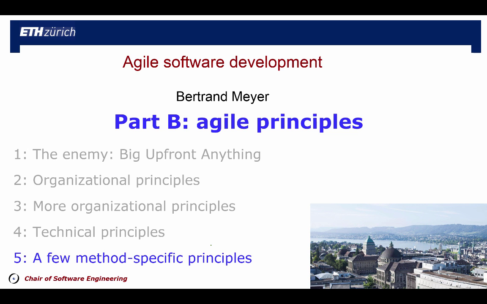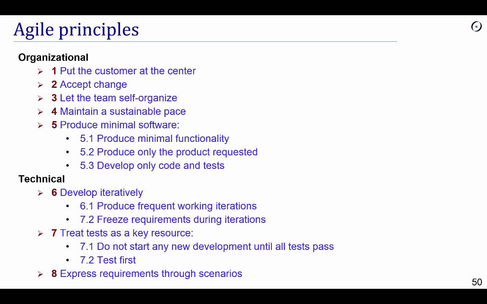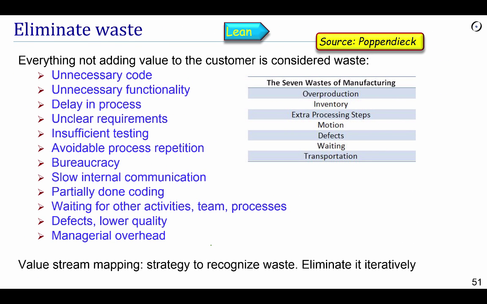Complementing the general principles that we've seen, organizational principles and technical principles, which are common to all or most agile methods, are a number of principles introduced by specific methods, although they carry a general value and are worth studying. We will take examples from Scrum, from Crystal, and several from the Lean software approach. The first one indeed comes from Lean.